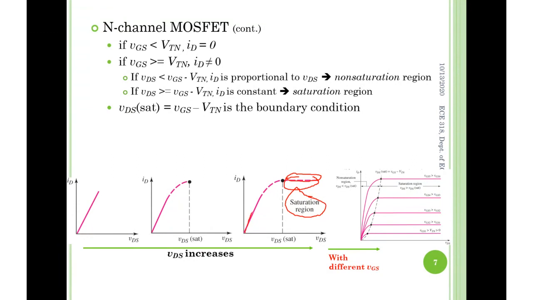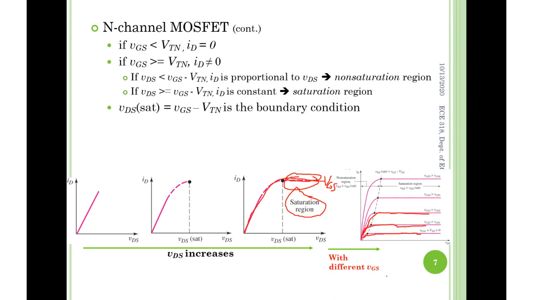However, this is just one curve, right? Be careful. This corresponds to one particular VGS. I'm sorry for my writing here. It's very difficult to write in the slides. And if you apply different values of VGS, you're going to have what? Like this. Multiple curves. They always look like this: linear increase, then reach the saturation boundary and then become saturated. However, they are at different current levels.